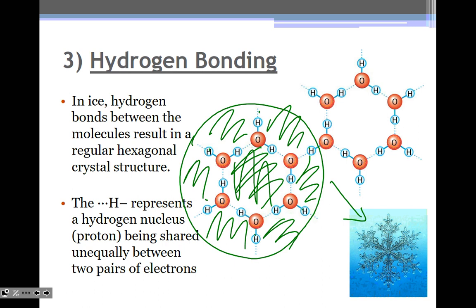The hydrogen bond represents a hydrogen nucleus proton being shared unequally between two pairs of electrons. Basically, you have inter, intra, inter, intra, inter, intra.